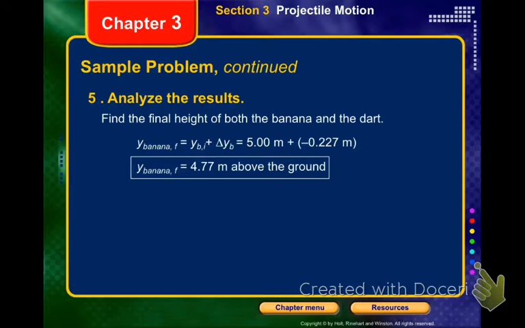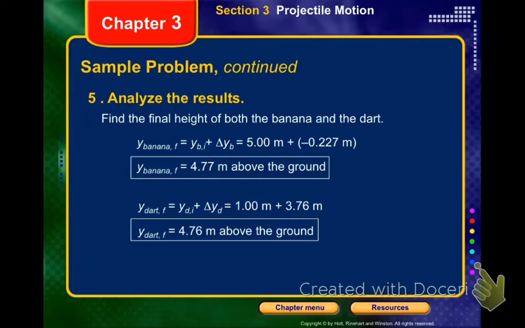you have to find the final height of the banana. So they took the 5 meters, which was the distance that the monkey was above the ground, and they subtracted off how far it fell. So there's your 4.77 meters. And then they did the same thing for the dart. You can tell by these results here, again, the dart started at 1 meter above the ground, and it went an additional 3.76 meters. And based on the results here, it looks like the dart is going to hit the banana instead of the monkey. So, looks like she needs to work on her aim just a little bit more.